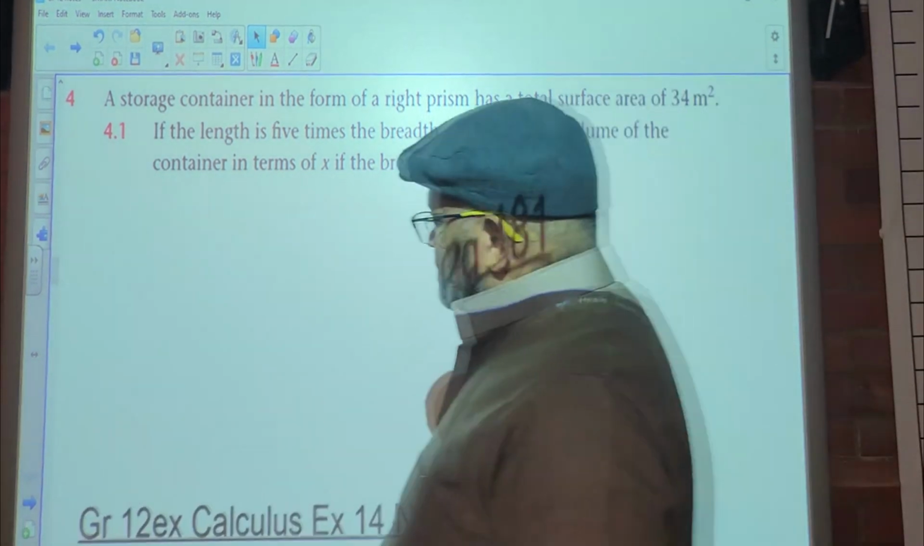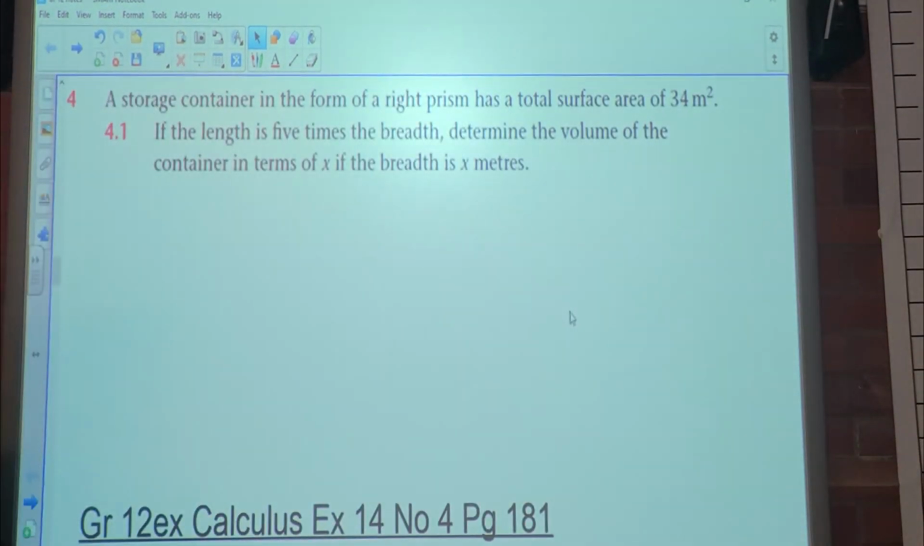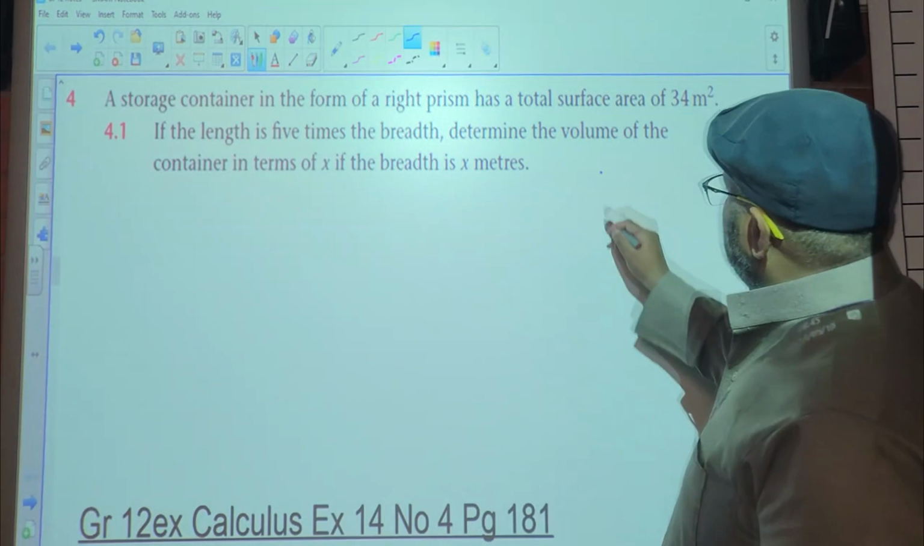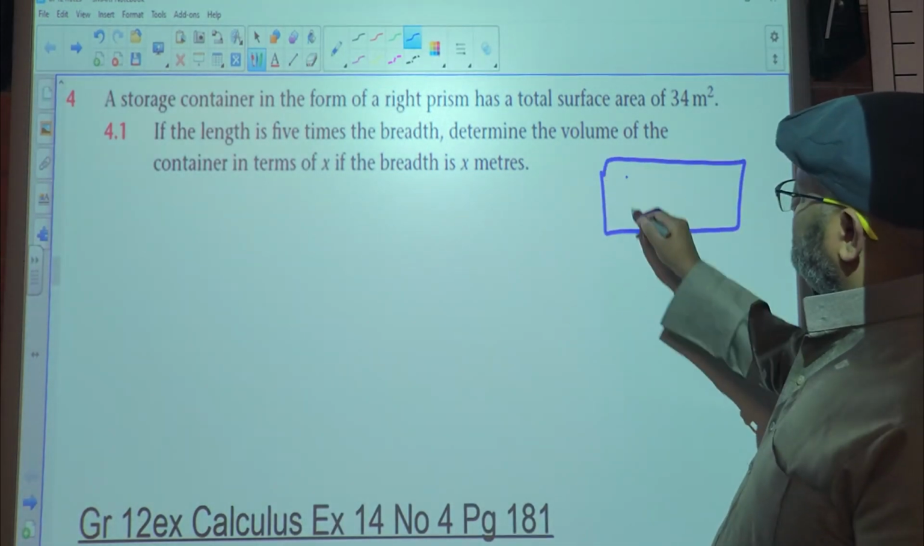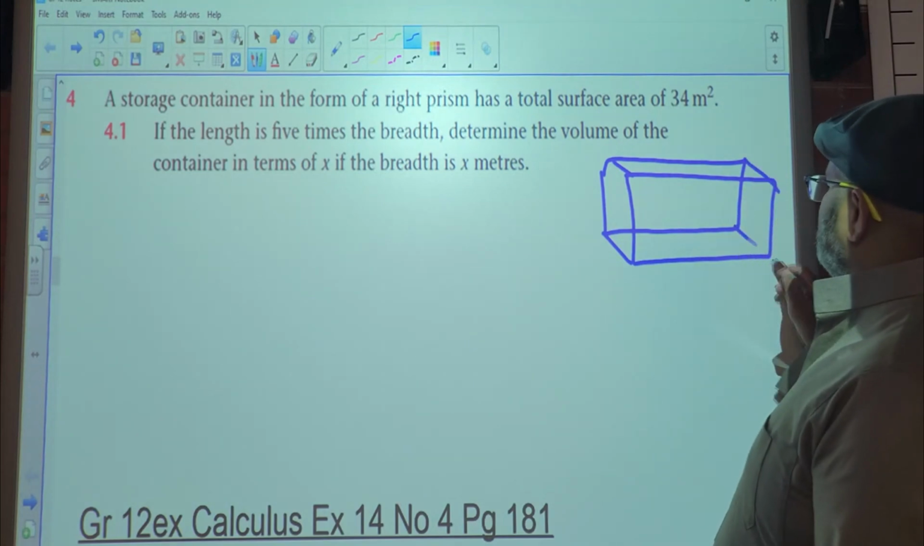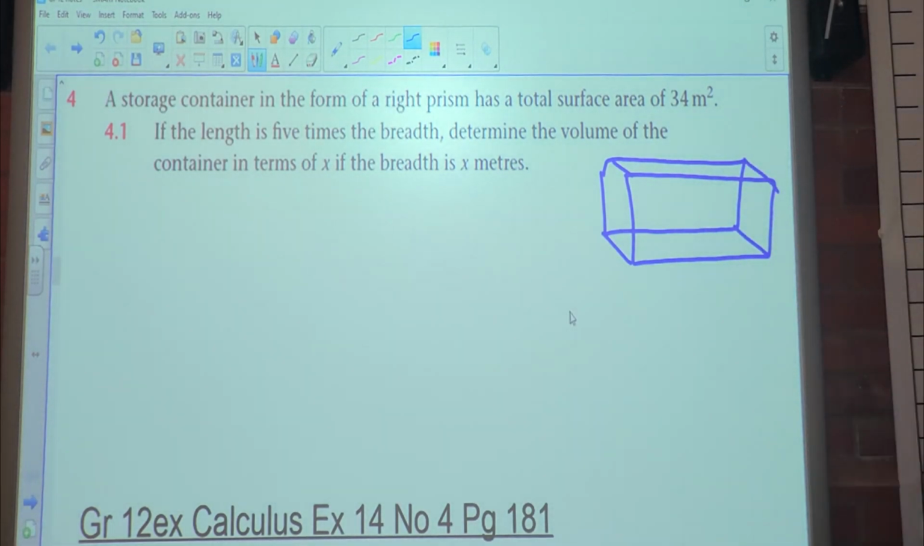So here we are told that the storage container in the form of a right prism has a total surface area of 32 meters squared. So again, we have something similar to the one above. And now the total surface area is given. So what do you think they're going to ask us in regard to the maximum volume?